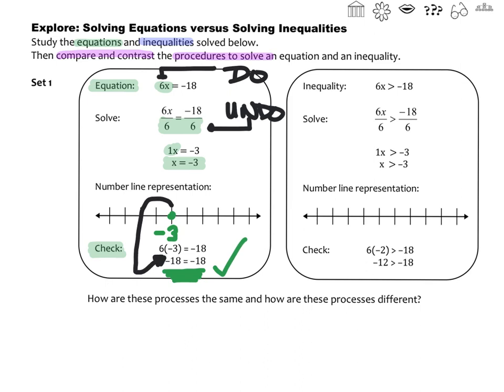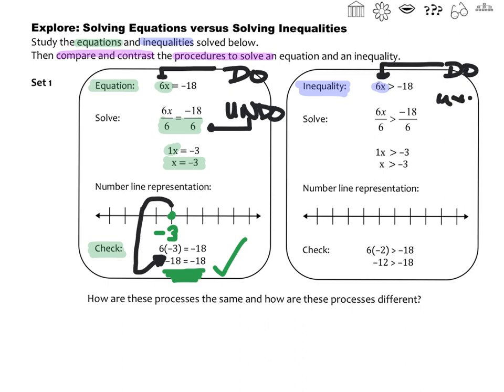Now let's talk about solving inequalities. When solving inequalities, much of what happens remains the same. So let's see where things are the same and where things may be different. So we still begin with a do. What is being done to our variable? Well, here I still have 6x. The 6 is still multiplying the x. So my do here is times 6.